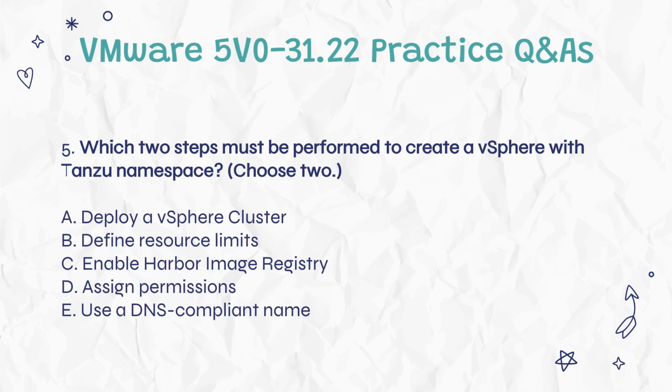5. Which 2 steps must be performed to create a vSphere with Tanzu namespace? Choose 2. A. Deploy a vSphere cluster. B. Define resource limits. C. Enable Harbor Image Registry. D. Assign permissions. E. Use a DNS-compliant name.